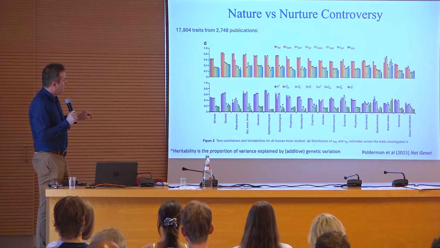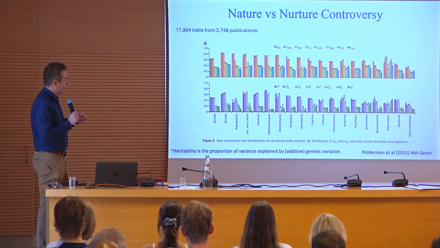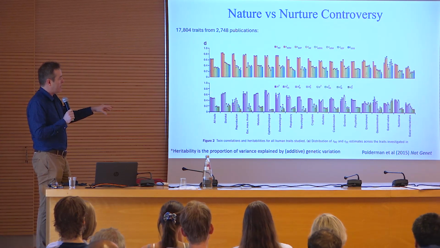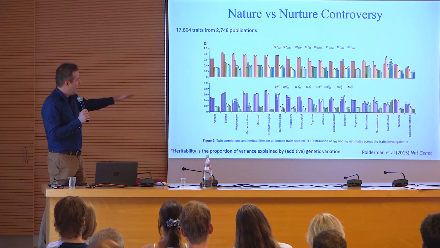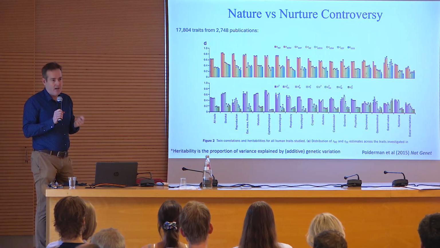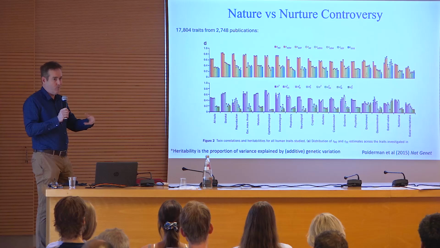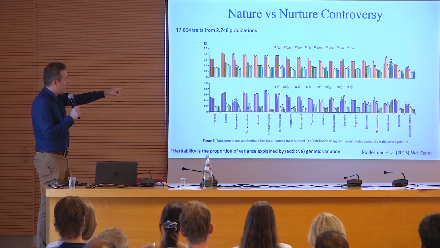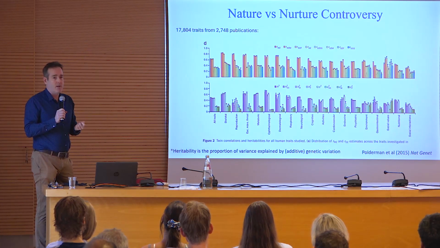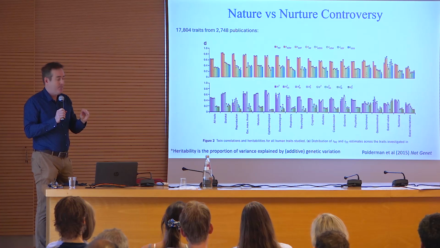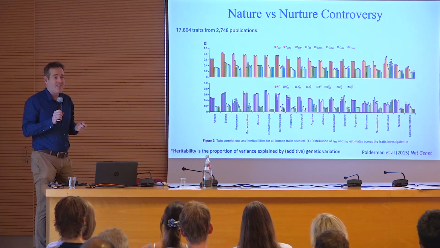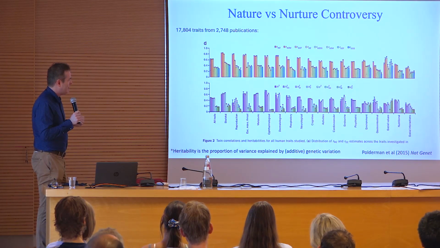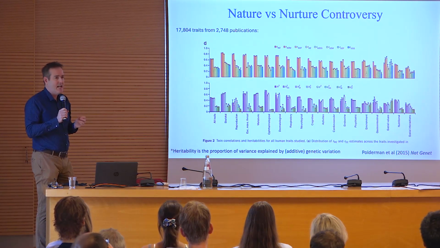On the bottom panel is the estimated heritability. Heritability is the proportion of variance explained by genetic variation. You can see across all these traits, there's substantial heritability right across the board, roughly 50%. In green is the shared environmental component, much, much smaller. There are some traits there, and social values is the one that sticks up. It looks very different to the others.